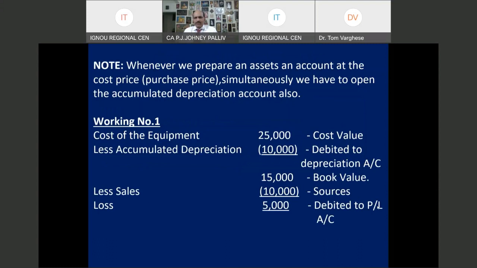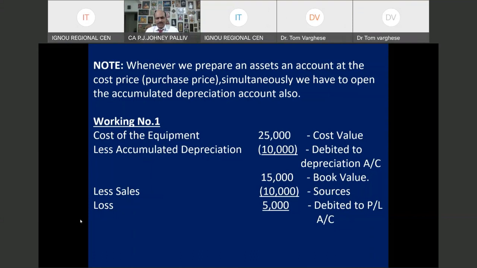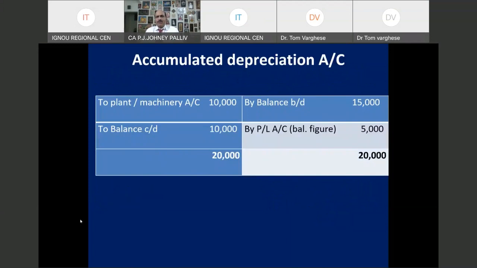Therefore, this depreciation of 10,000, we are reducing from the machinery value. Balance is 15,000. So 25,000 minus 10,000 is 15,000. That 15,000 is the book value or the written down value or the diminishing value. I repeat, written down value. That is, gross value, original cost minus accumulated depreciation, is called written down value, which is 15,000. And the sale value is 10,000. That means machinery worth rupees 15,000 is sold for rupees 10,000. The book value of machinery worth rupees 15,000 is sold for rupees 10,000, which means there is a loss of 5,000 rupees. Therefore, 5 plus 10 plus 10 is equal to 25. We can see the adjustments on account of this.